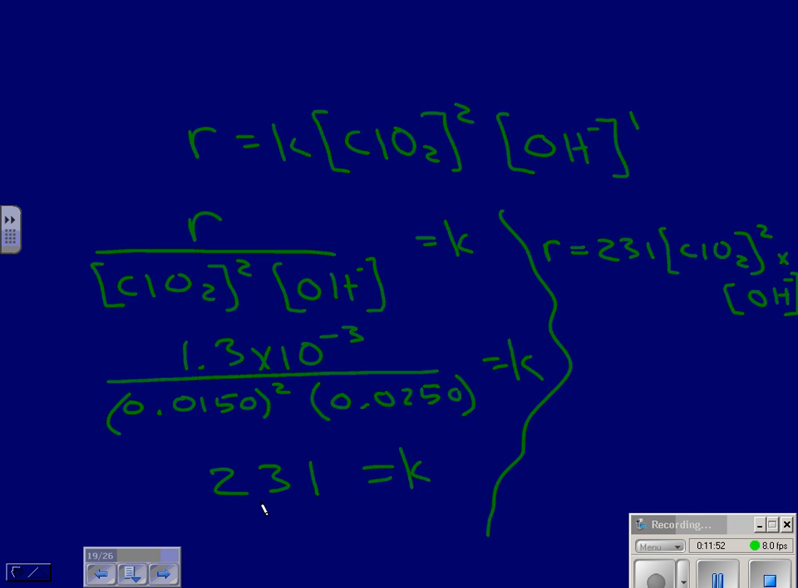Yep. All right? So that's how we do a rate law problem. Like I said, the only way that this question could be a little more complicated is if we now asked you, what would the rate be given these 2 concentrations? You substitute them in, use your K, and you get an answer for the rate. All right?